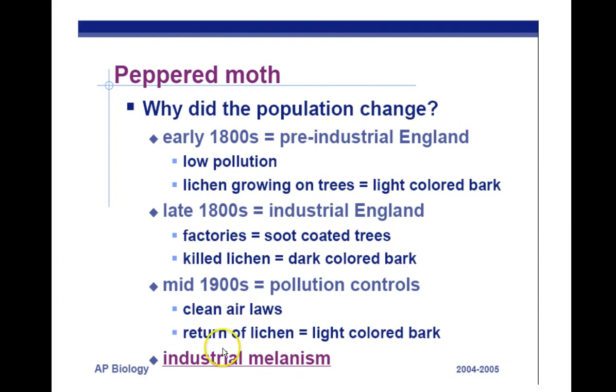This is called industrial melanism. The melanism is what gives the dark or light colors to the moths. Melanin is a pigment that makes the darker moths dark. And industrial means that we're talking about the selective pressure, what caused the selection to occur. When the environment changed, what was selected for changed.